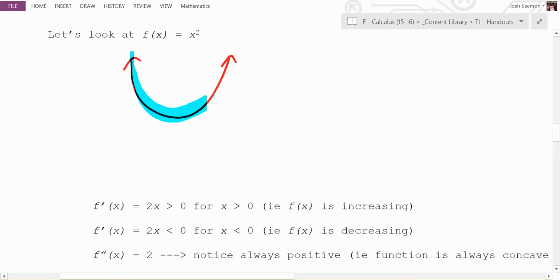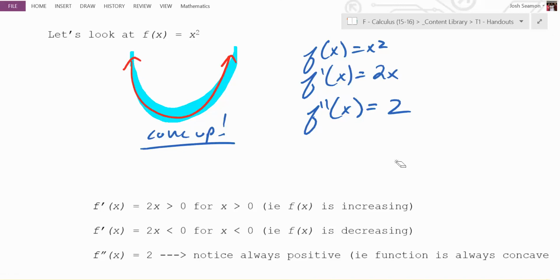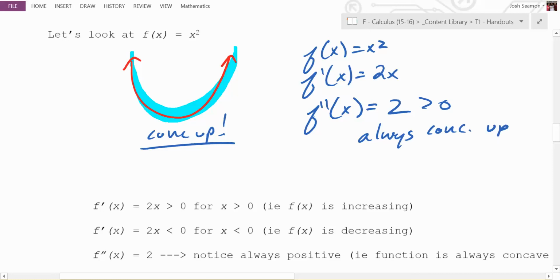X squared looks like this. What kind of concavity is this? It's concave up. How can we show that? How can we prove that? Well, if f of x is x squared, can someone tell me what f prime of x is? 2x. Keep going. What's f double prime of x? 2. And no matter what, is there any x right there? No. So it's always 2. The second derivative is always 2, which makes sense because it should be a horizontal line. 2 is always what? Positive or negative? So this is greater than 0, so this is always concave up. And does that match our picture? Yes, it does.